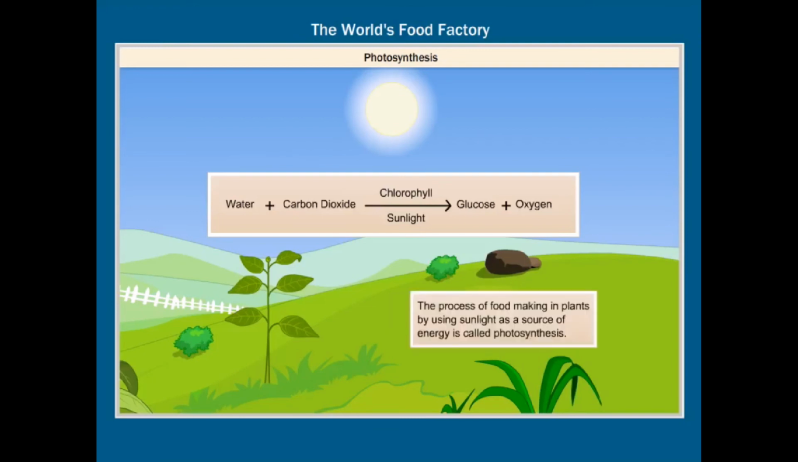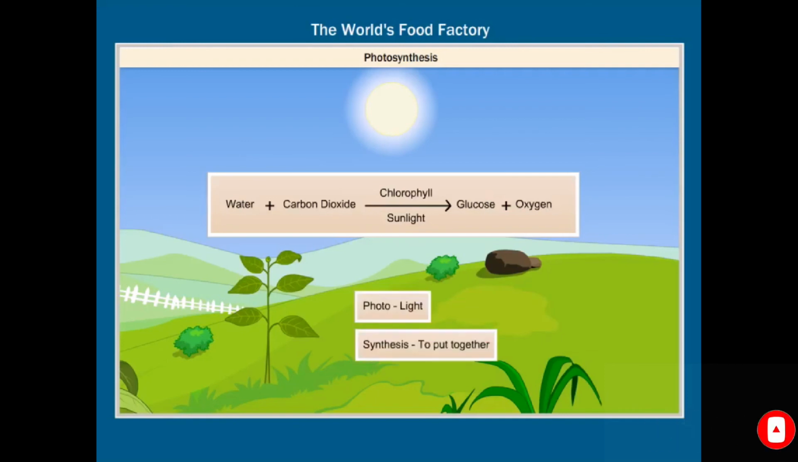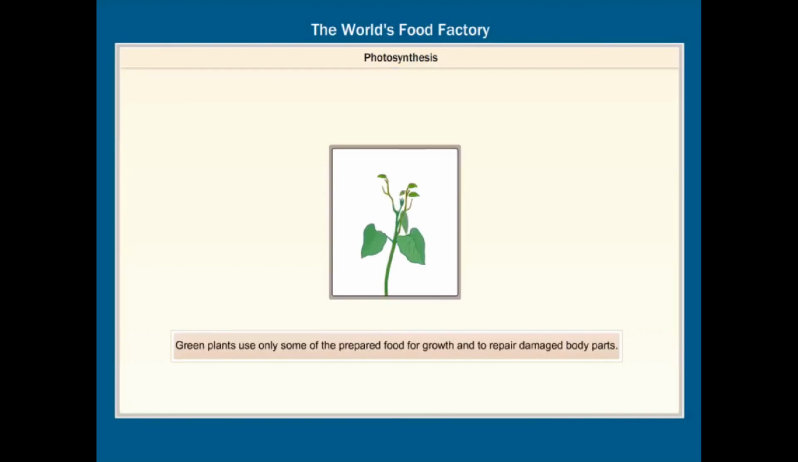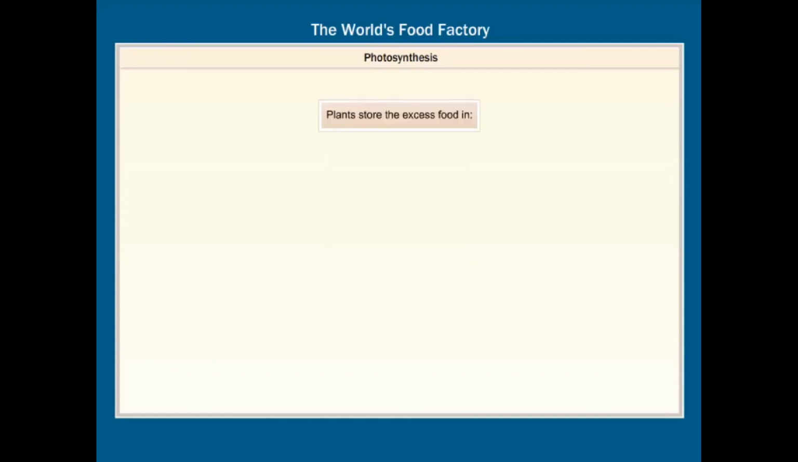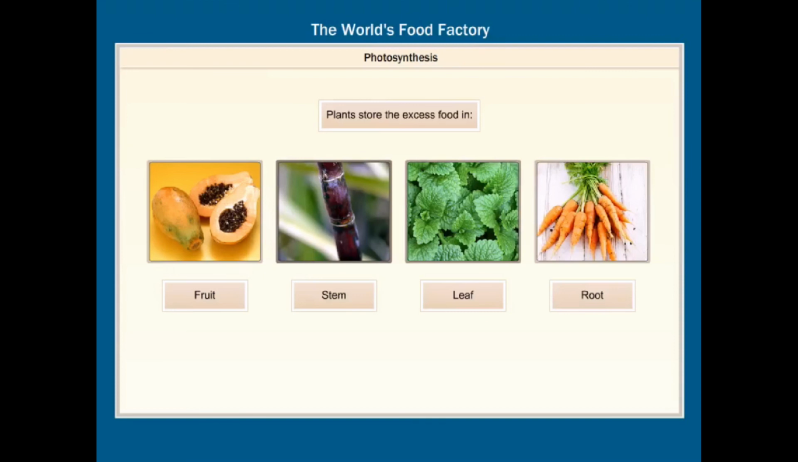This food-making process in plants is called photosynthesis, as sunlight is used as the source of energy. Photo means light, and synthesis means to put together. Green plants use only some of the prepared food for growth and to repair damaged body parts. The rest of the food is stored in different parts like fruit, stem, leaf, and root. This stored food is eaten by humans and plant-eating animals.